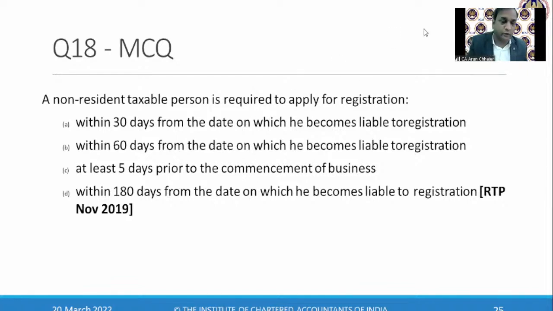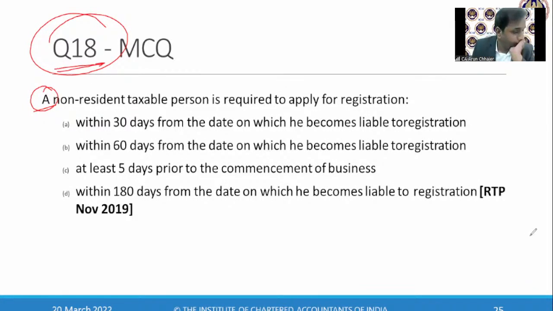Can you give me the quick answer for question number 18? I'm waiting for your answer. What is the correct option for question number 18? We have already discussed it, but please repeat and confirm the correct answer.